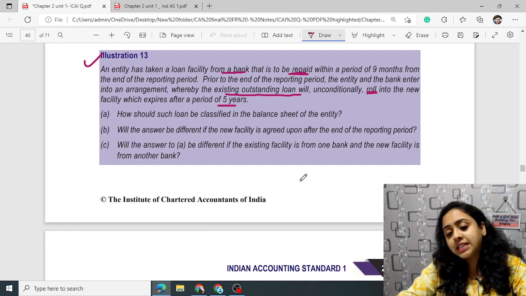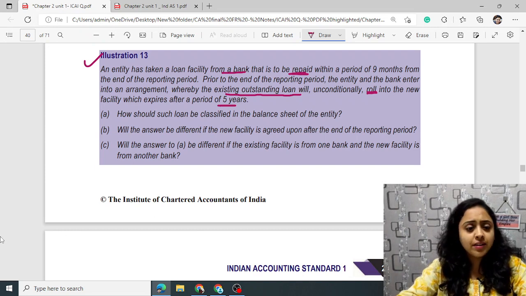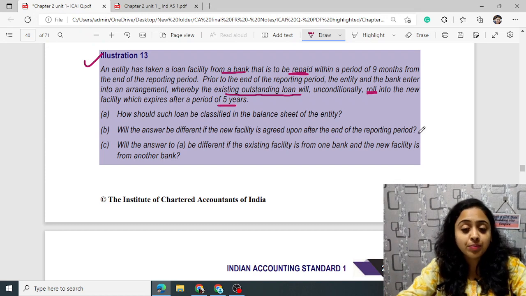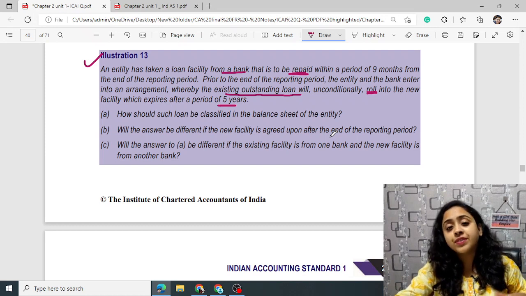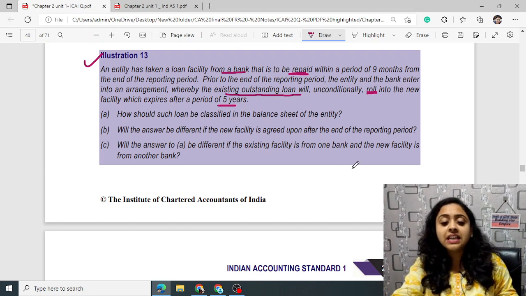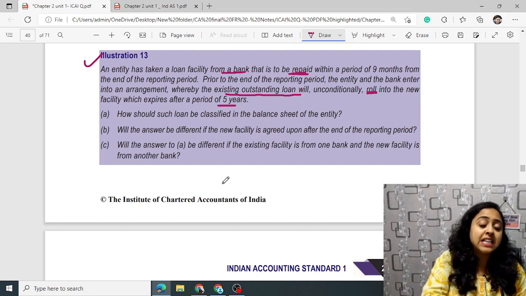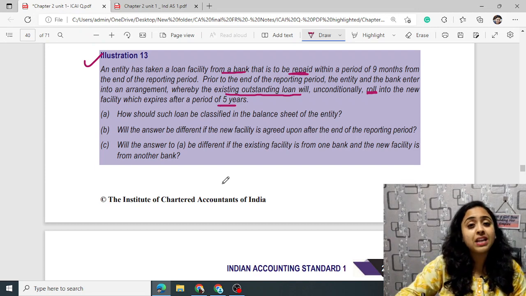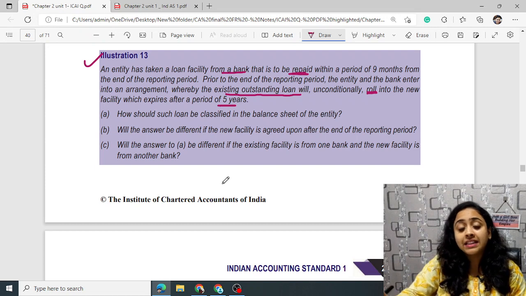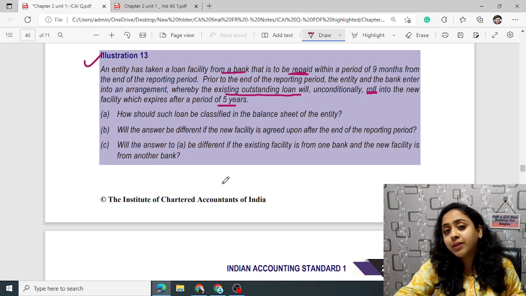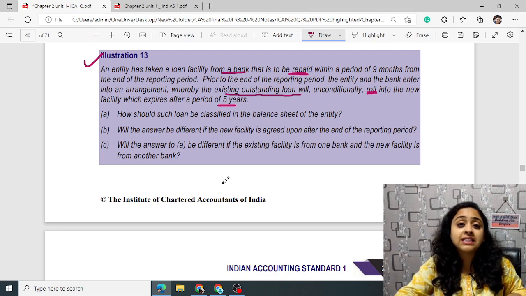How should such a loan be classified in the balance sheet of the entity? Non-current. Will the answer be different if the new facility is agreed upon after the end of the reporting period? Okay, after the end, so you have to continue the classification of the previous loan only. Will the answer be different if the existing facility is from one bank and the new facility is from the other bank? Yes, if the first facility is of another bank and the new one is from some other bank, then the first one will be asking for all the repayment, and that's how you have to make immediate payment, and that's how it will be considered as current.